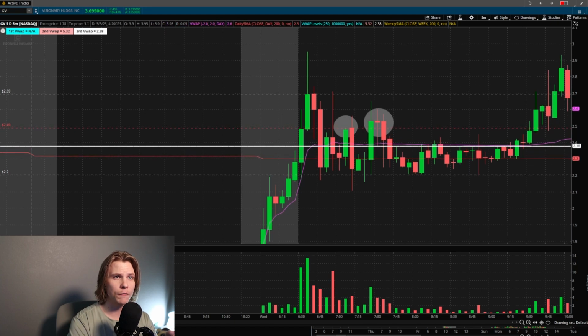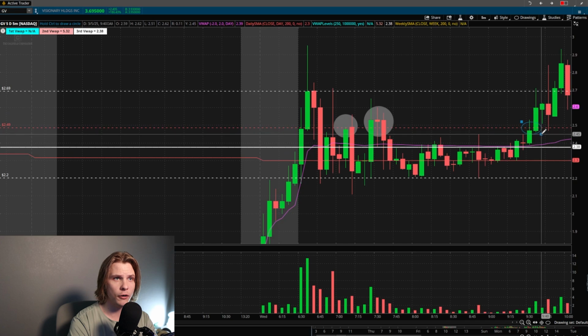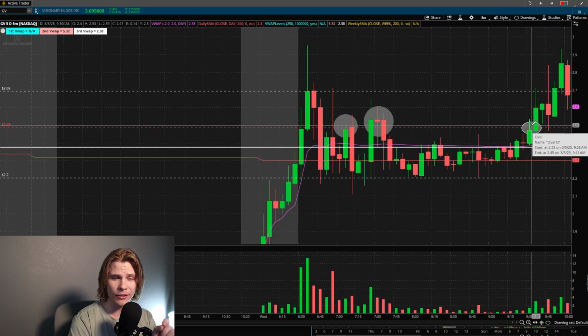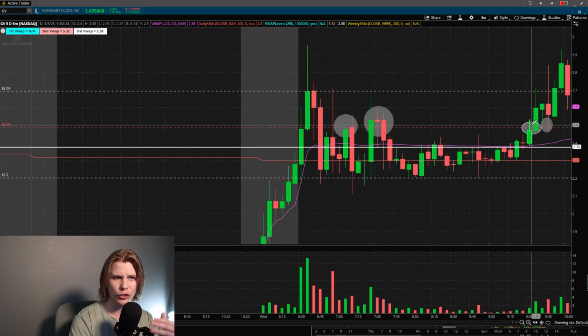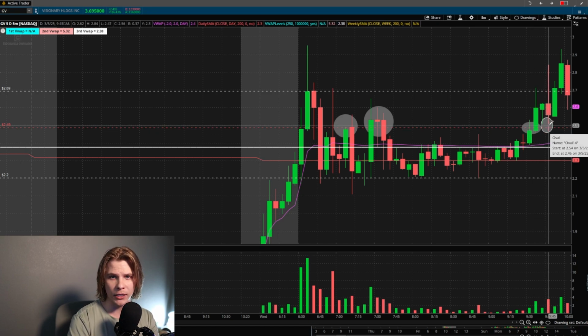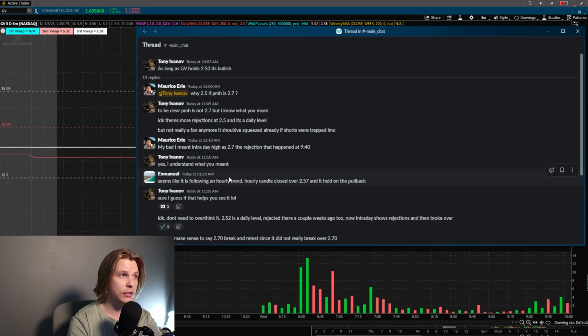And you can just see from the price action, as it crossed back above 250 here, it did that classic little breakout and retest very quickly. That just kind of showed me that 250 is the key line. And then max loss is down at 220s, right? Simple level. And then just in case you don't believe me, here's a timestamp of me saying as long as GV holds 250, it's bullish.